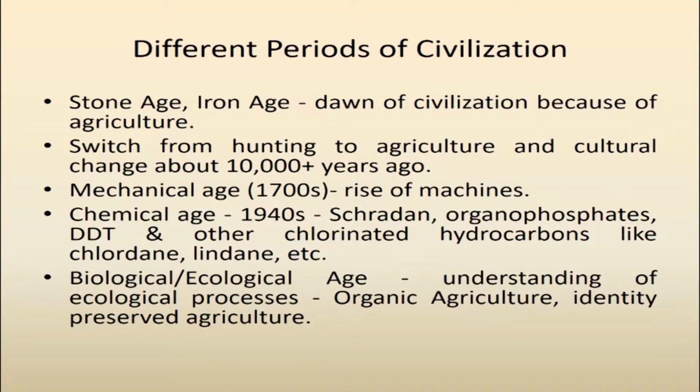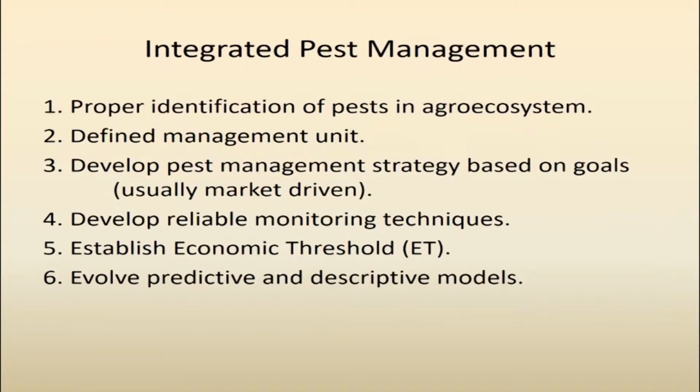For the discovery of these compounds, many people were awarded the Nobel Prize, and these insecticides, which were considered to be a boon during that period, are now considered to be a bane, and we have started banning them. Later we became aware of the dreadful effects of these insecticides, and we thought about biological and ecological processes and the ecosystem, and now we are in a period of system approach, called the biological and ecological age, where we understand the ecological processes, and we have started organic agriculture, and now it is the period of preserved agriculture.